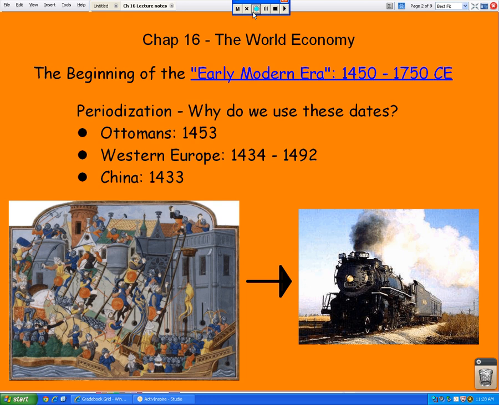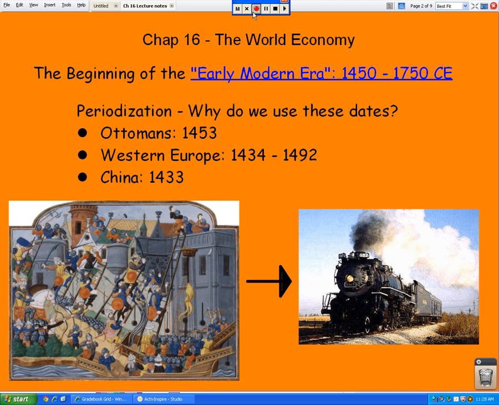Plus, what else is happening worldwide as we get further and further along in history? More people are being born. Oh yeah, exactly. There's more people. And simply having more bodies on the planet is going to make history move along a little bit quicker.